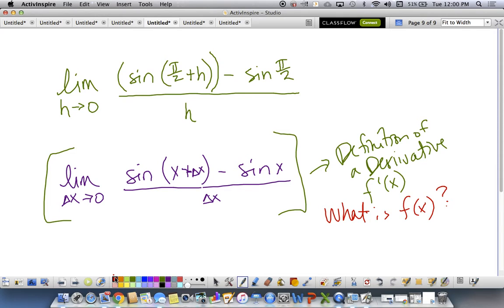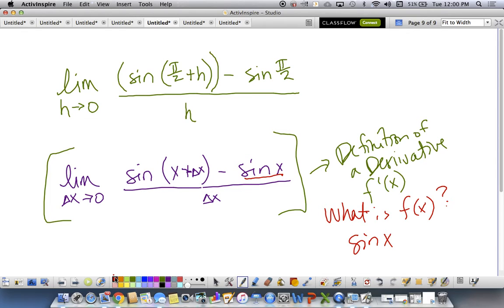Does everyone agree? The second piece is always going to be your f of x. Look there. Do you know the derivative of sine x? Yes, we do. It's cosine x. So if you know the function, what is the derivative of that function?